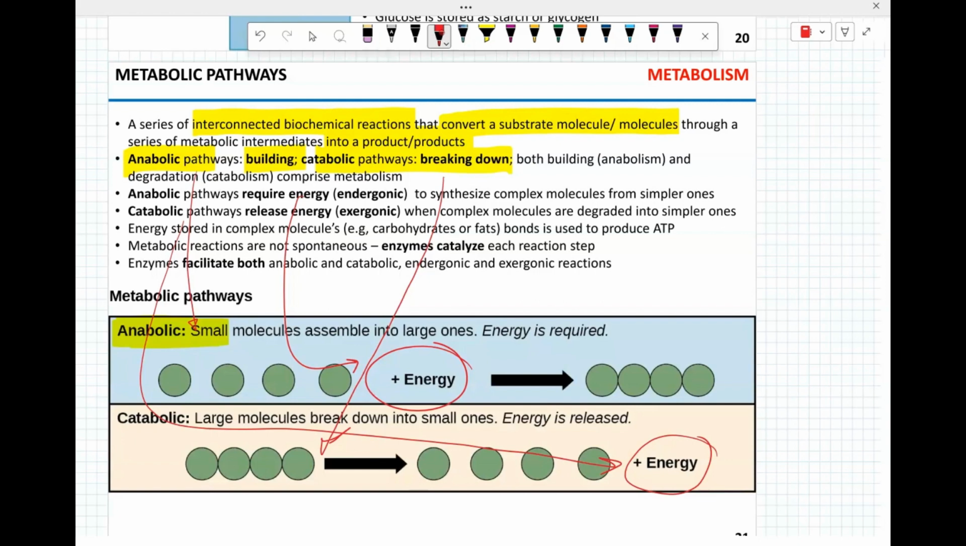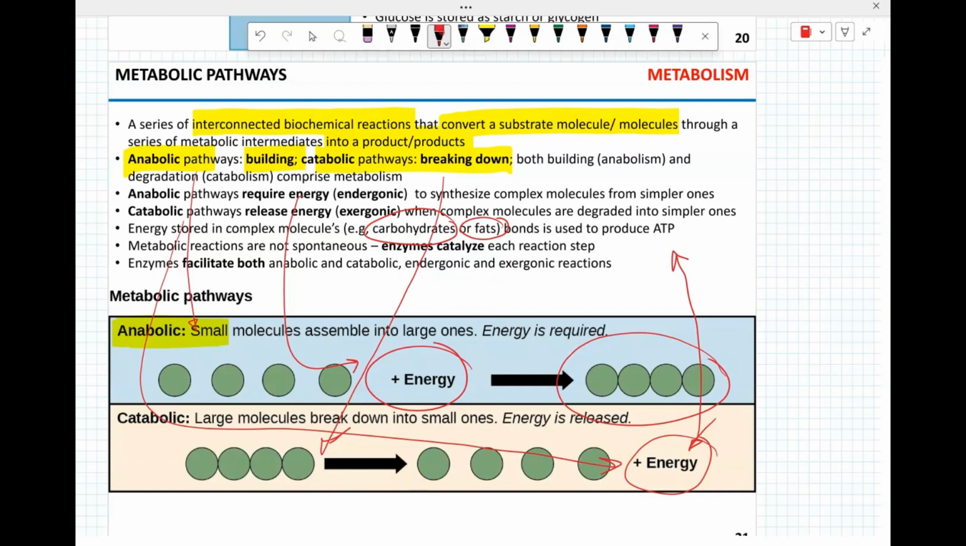So if one wants to store energy, it can be stored by producing complex molecules, since this process requires energy input. When these complex molecules, such as carbohydrates or fats, are catabolized, that catabolism releases energy which can be used to produce ATP.